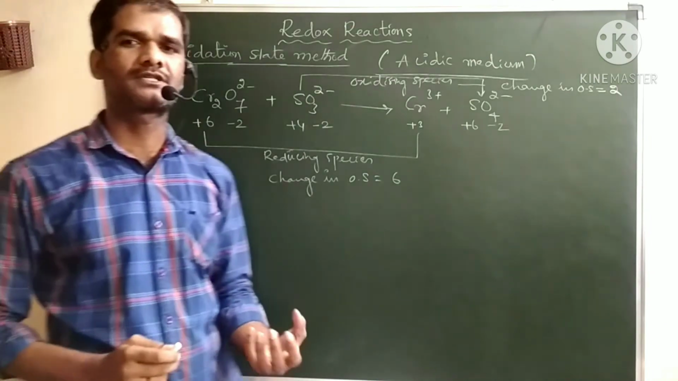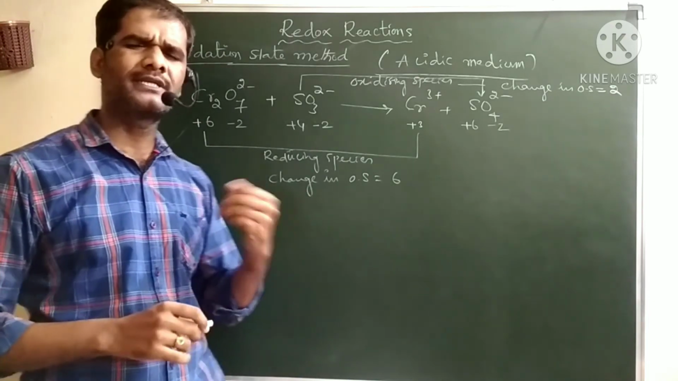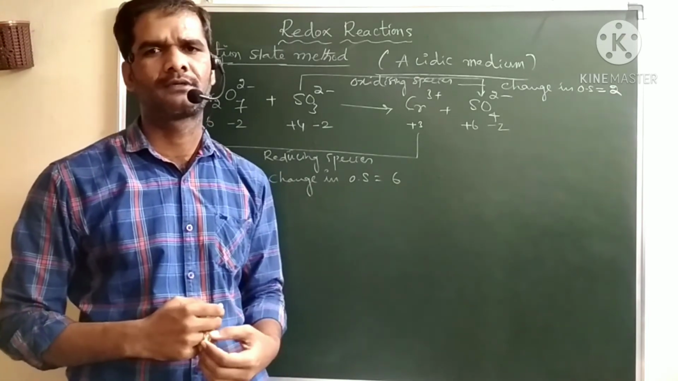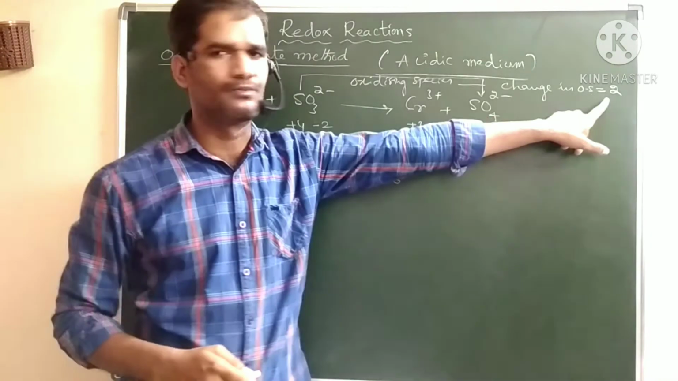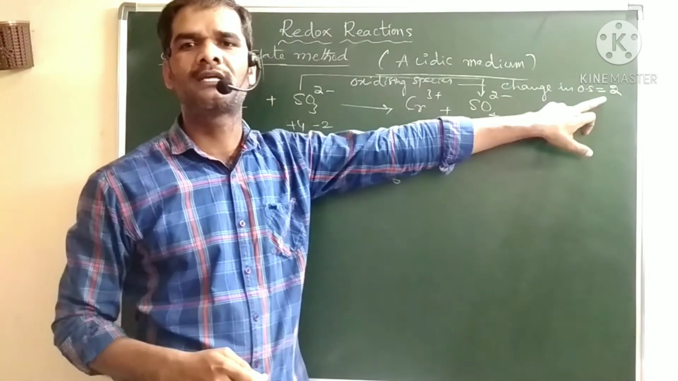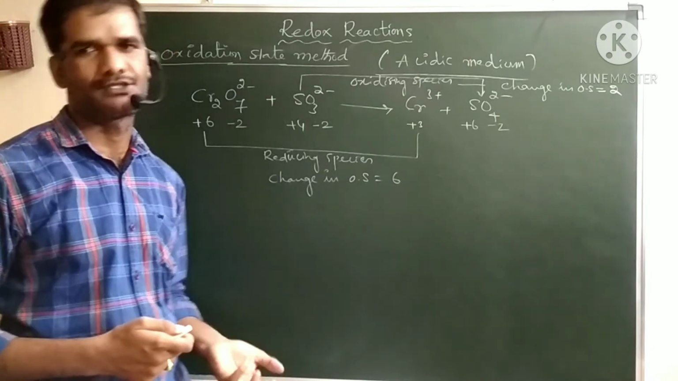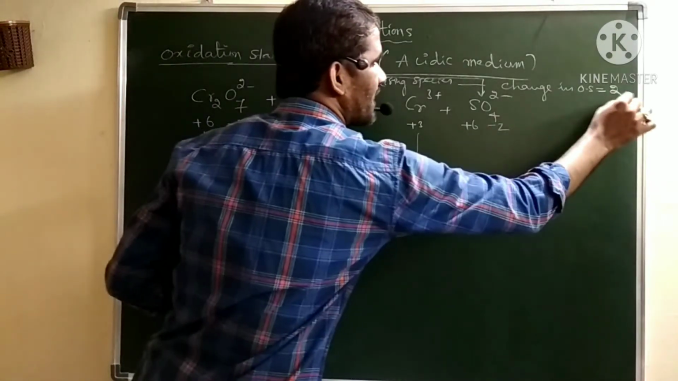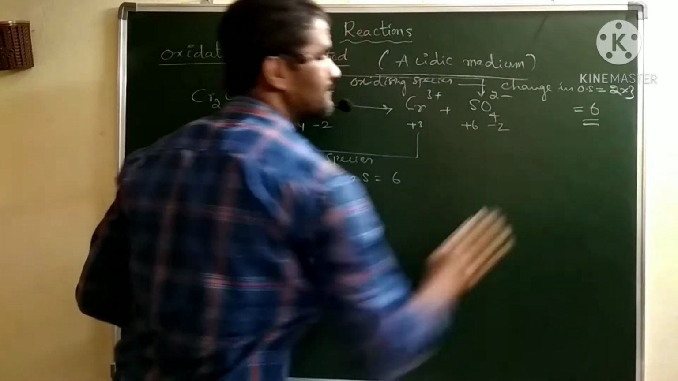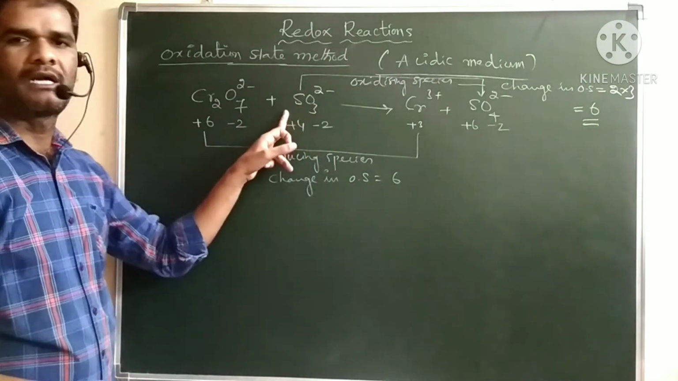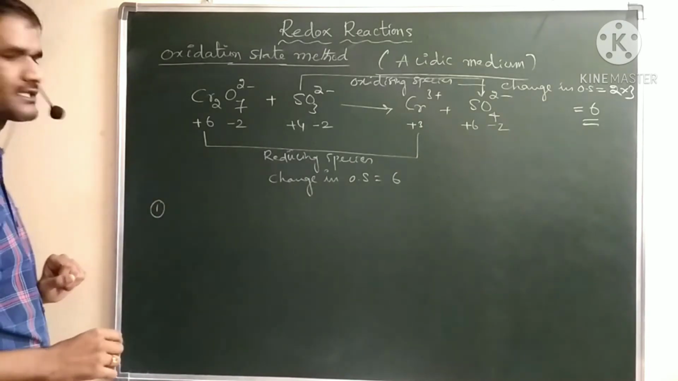So what we have to do in the first step? First we have to make both changes in oxidation state equal by using some suitable factor. How can we equalize? So here 6, here 2. If you multiply this with 3, now both will be 6 and 6. Then you will get the change in oxidation state 6 in both cases. So multiplying with 3 means we have to multiply SO3 2 minus with 3. So that is the first step. The reaction will look like this.